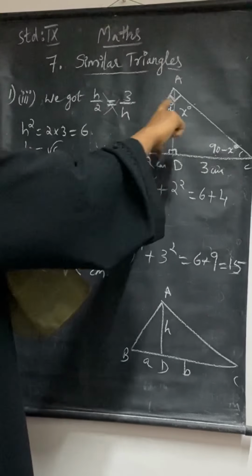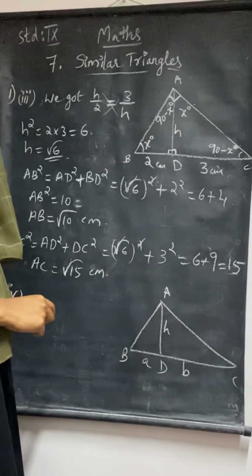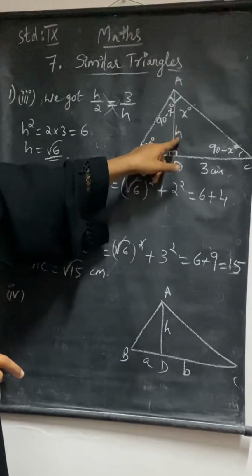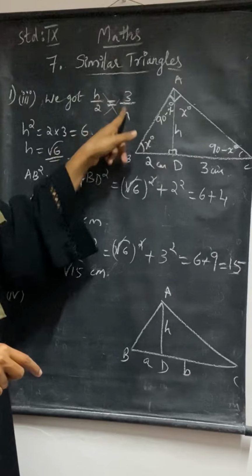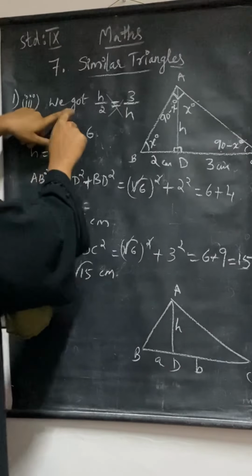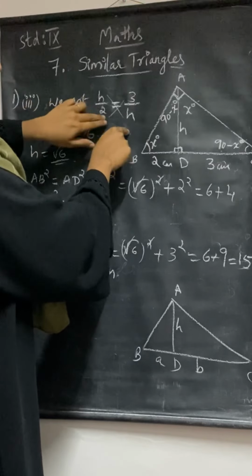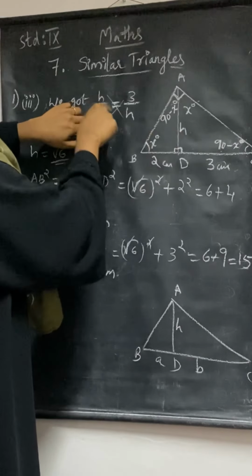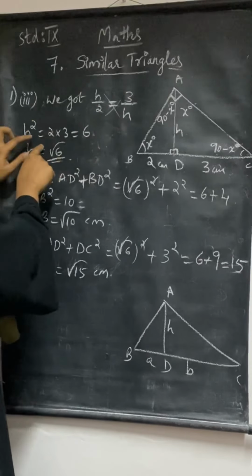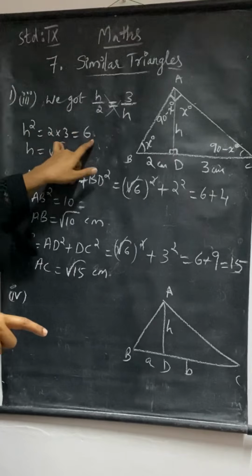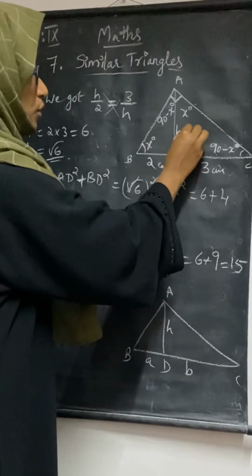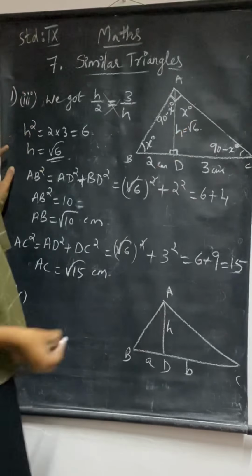Whether you know h, how much it is, you don't know. We just gave the perpendicular line as h. But in the previous question we proved h by 2 is equal to 3 by h, so you have to use that here. From that you can find the value of h. Cross multiply: h into h is equal to 2 into 3. h squared is equal to 6. The square goes to the other side as square root, so h is square root of 6.